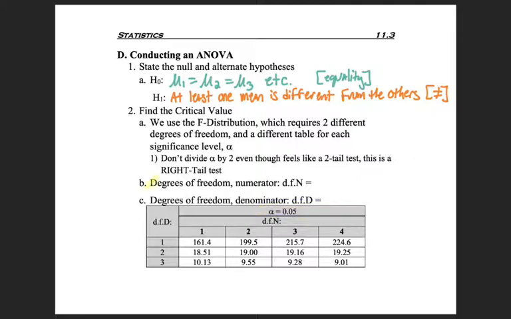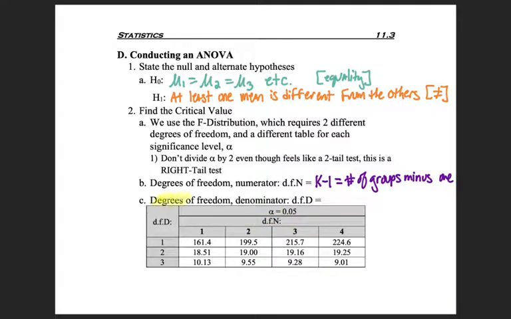So the first thing we need is the degrees of freedom for the numerator, abbreviated DFN for numerator. And this is k minus 1. And if you remember from the previous video, k is the number of groups, and that's what we'll subtract 1 from. And this is going to tell us which column to look in.